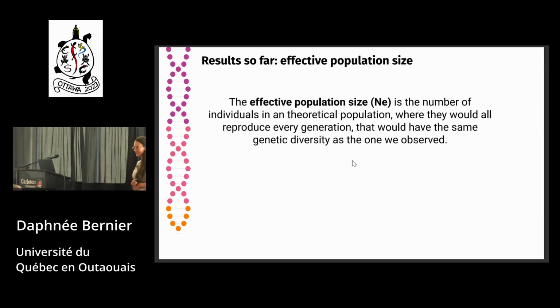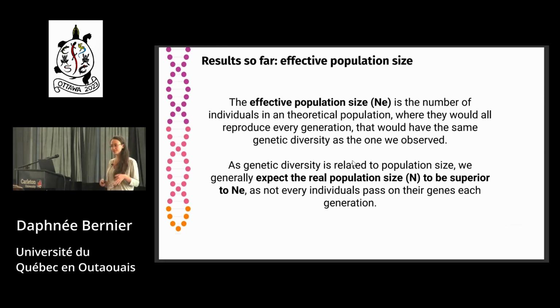But I pushed things a little bit more, and I calculated the effective population size, which is roughly the number of individuals in a theoretical population, where they would all reproduce every generation, that would have the same genetic diversity. Since genetic diversity is related to population size, we often expect the real population number to be superior to the effective population, because not every individual will successfully reproduce every generation.